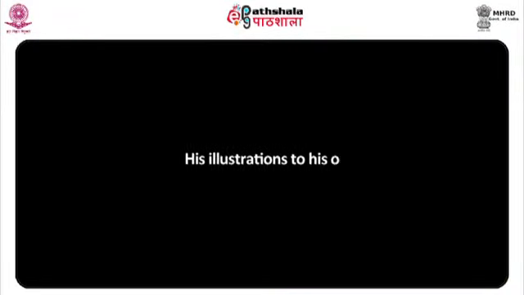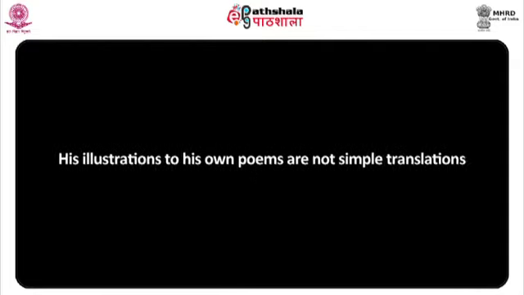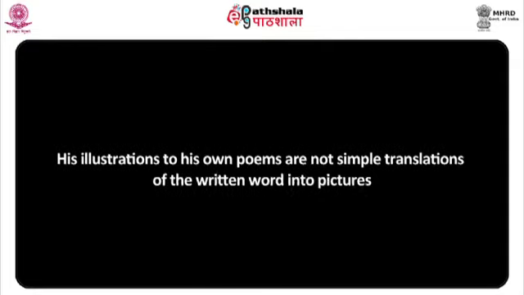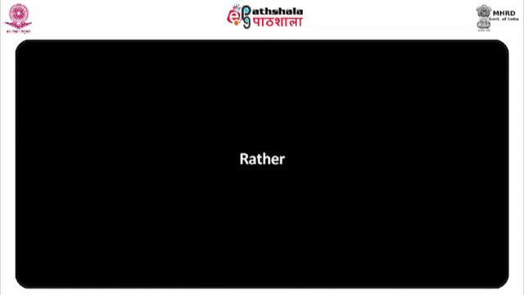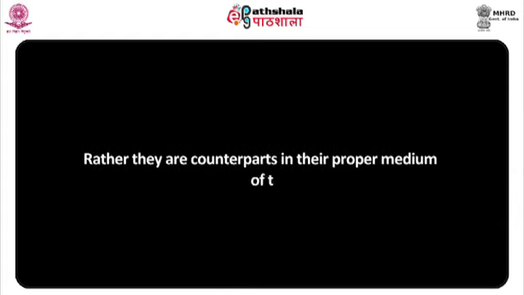He expressed the essence of his creed in characteristically uncompromising terms. His illustrations to his own poems are not simple translations of the written word into pictures. Rather, the poems and the pictures are each counterparts in their proper medium of the image in his mind. These mental images had for Blake an almost objective reality, and he did not regard them as poetic fancies, but as actual visions of a reality veiled from the sensual eye.